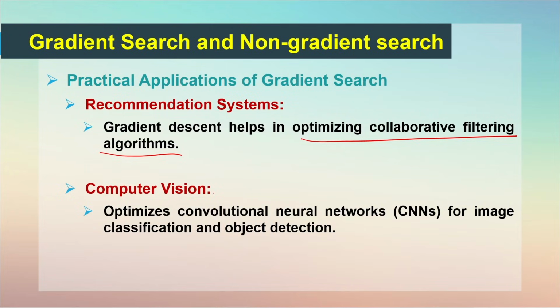And the last one is computer vision. In computer vision, this gradient search algorithm is used to optimize the CNN model. What is a CNN model? A convolutional neural network model, particularly for the tasks of image classification and object detection. So these are some practical applications of gradient search.